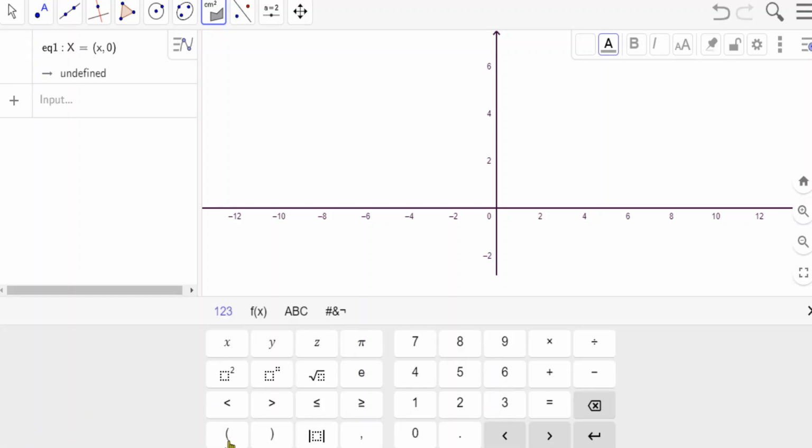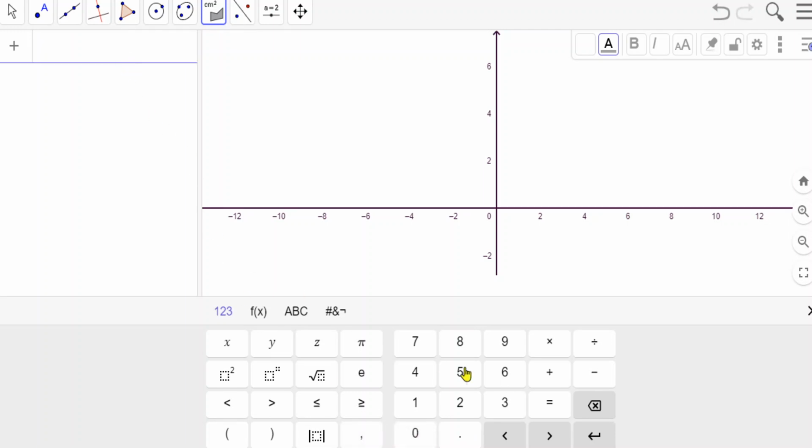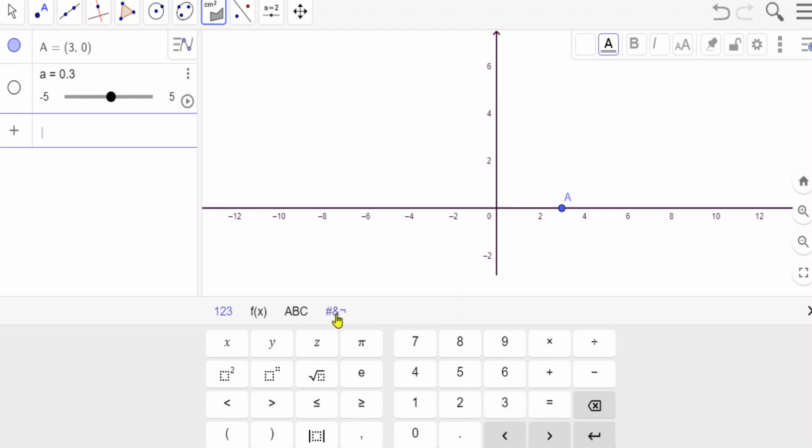So let us consider, in place of x, I am taking 3 comma 0. Right. Next, for another point, you consider the same distance. Generally you have to take the same distance, so that will be 0 comma 3.